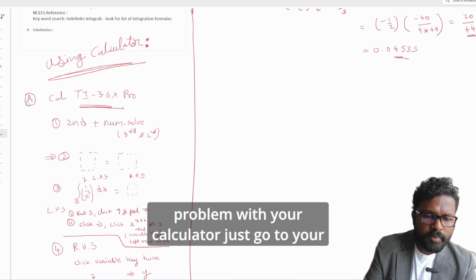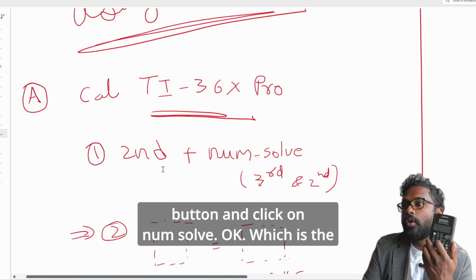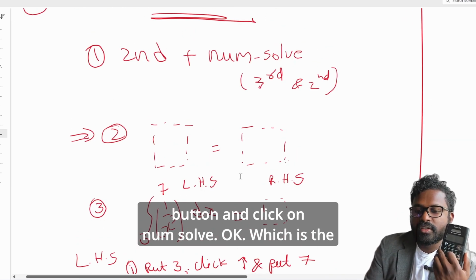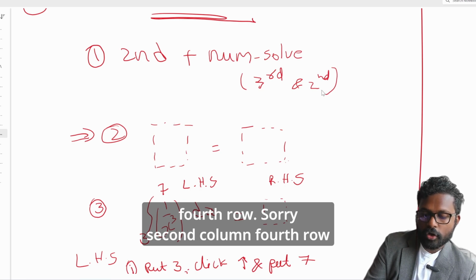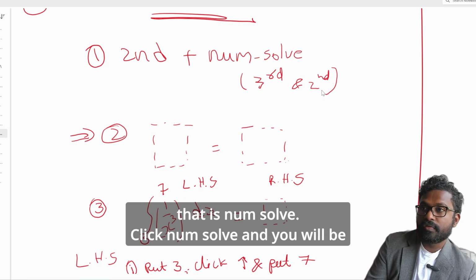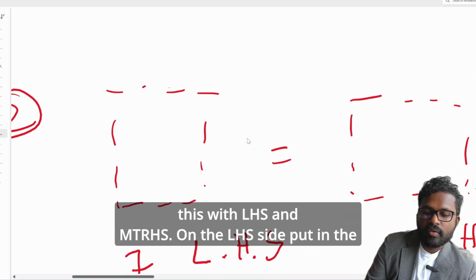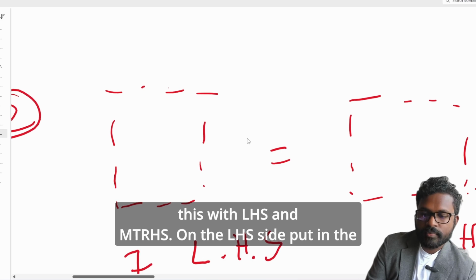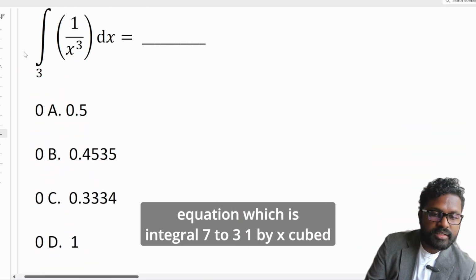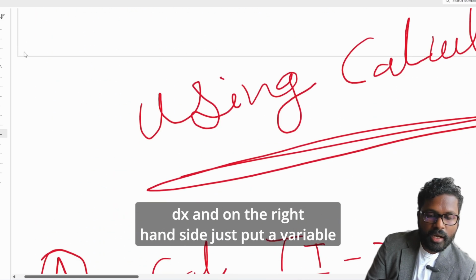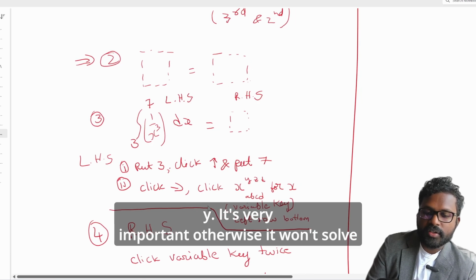If you want to solve the same problem with your calculator, just click the second button, the blue button, and click on num solve, which is in the second column, fourth row. Click num solve and you will see two dotted squares with LHS and an empty RHS. On the LHS, put in the equation, which is the integral from 7 to 3 of 1 by x cube dx. And on the right hand side, just put a variable y. It's very important, otherwise it won't solve it for you.